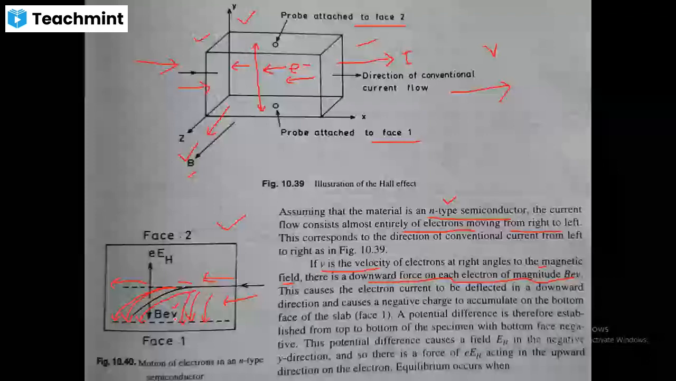Then, once the electrons start accumulating on this bottom surface, that is face 1, the bottom surface, due to the deflection, there is going to be a potential difference established between the bottom surface and the top surface. Why? Because all the electrons are coming like this, they are undergoing deflection like this, and they are coming and settling in the bottom surface.